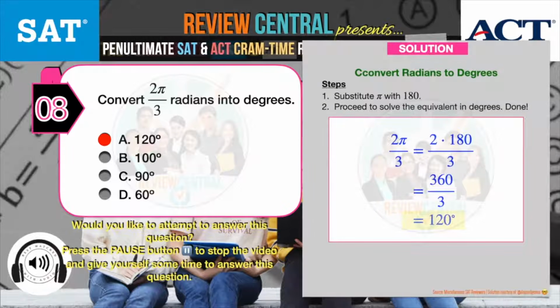In our given problem, 2 times pi over 3 is equal to 2 times 180 over 3, which is equal to 360 divided by 3, which is equal to 120 degrees. Done.